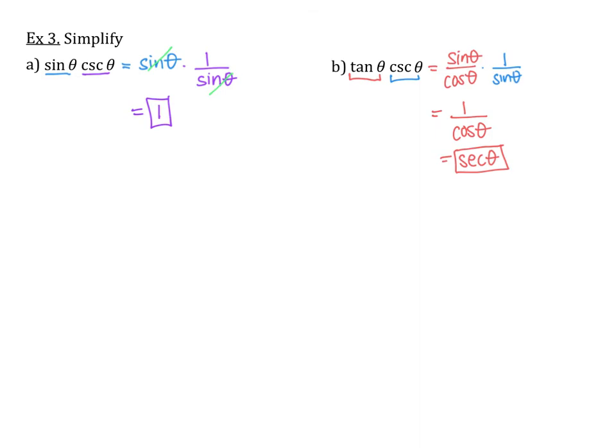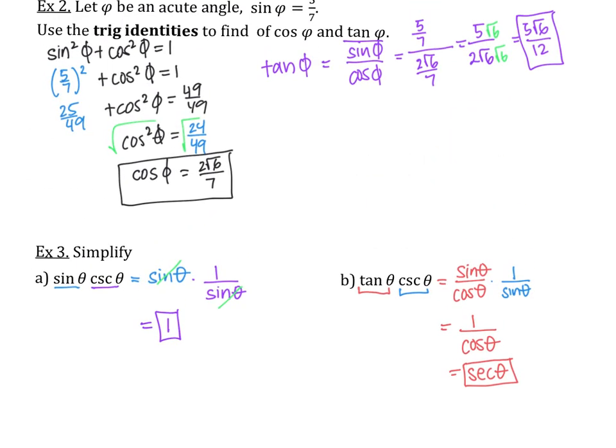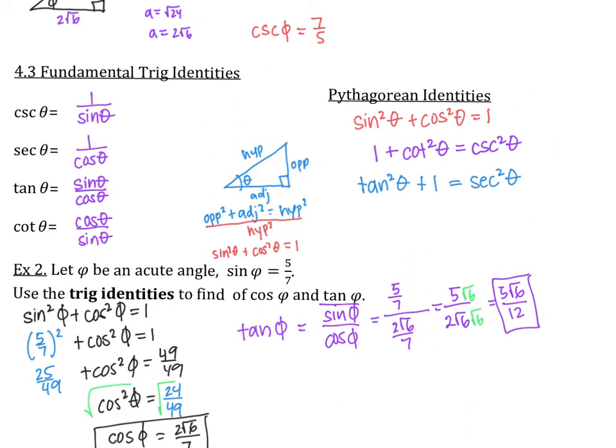Can I find them real quick? Let me see that. What do I have? Where did it go? I have that cosecant squared equals 1 plus cotangent squared. So I'm going to replace cosecant squared with 1 plus cotangent squared.